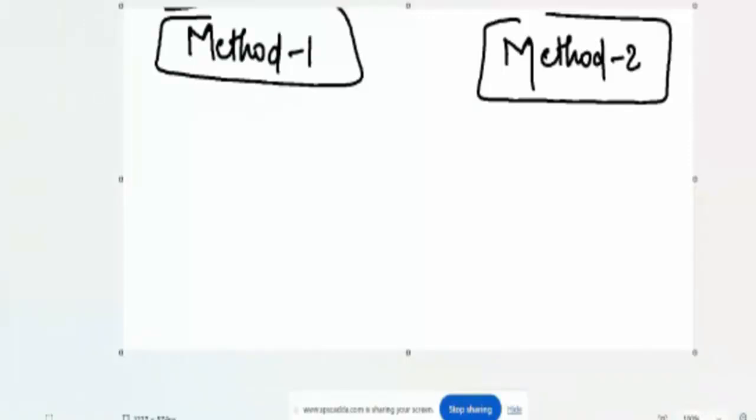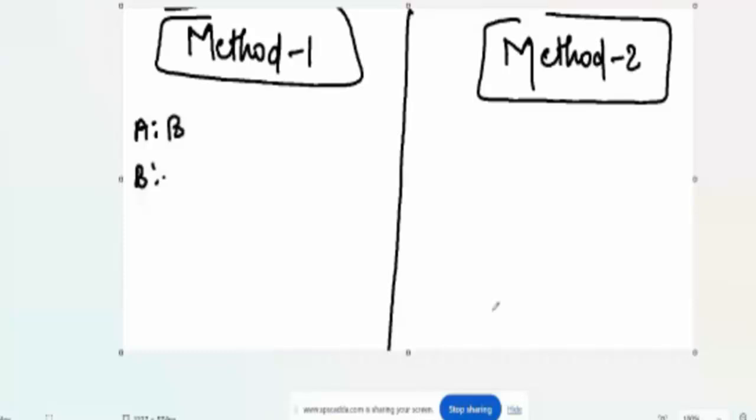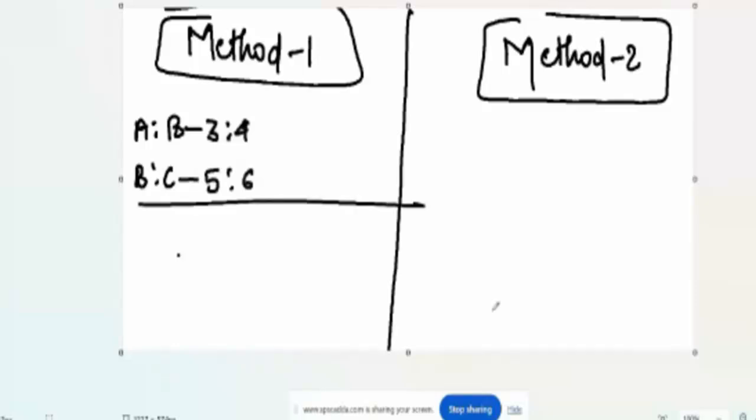See, again I am explaining these two methods with a basic example first, then I will take C, D and also A and B and B and C. We have ratio 3, 4 and then we have ratio 5, 6. Now for method 1, what do I have to do? For method 1, I have already mentioned that you have to multiply straight for the first digit, straight for the last digit and cross for the mid digits.